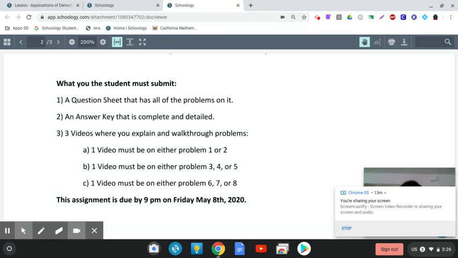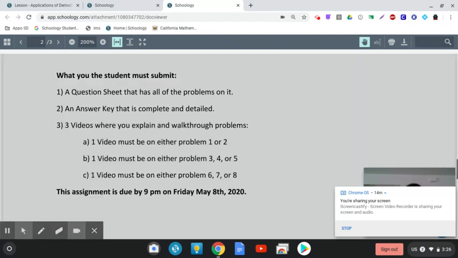Here's exactly what you need to submit. You need to make me a blank copy of this. Then you have to give me one with an answer sheet. Then I need you to make 3 videos. One video has to solve either number 1 or number 2. A second video has to work on problems either 3, 4, or 5. That's your choice which one you want to do. And the last video has to work on 6, 7, or 8. That's where you have your choice of what you want to show me work through.